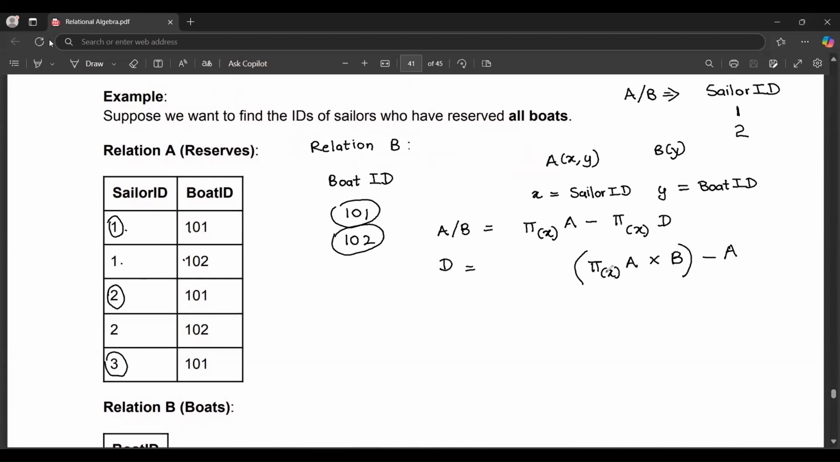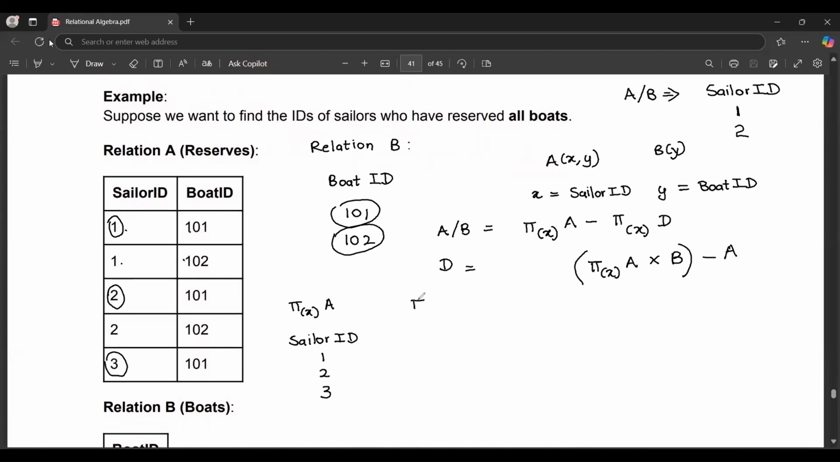Project x attribute of A is what happens first, because it is inside the parentheses. So the output for that will be Sailor ID 1, 2, 3. And we know in the projection operation, duplicate tuples will also be eradicated, so that's not an issue.